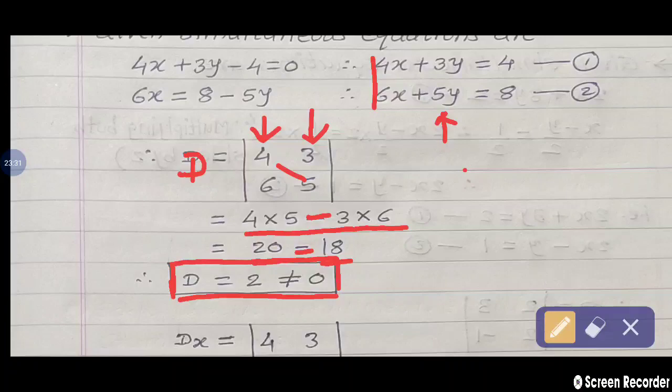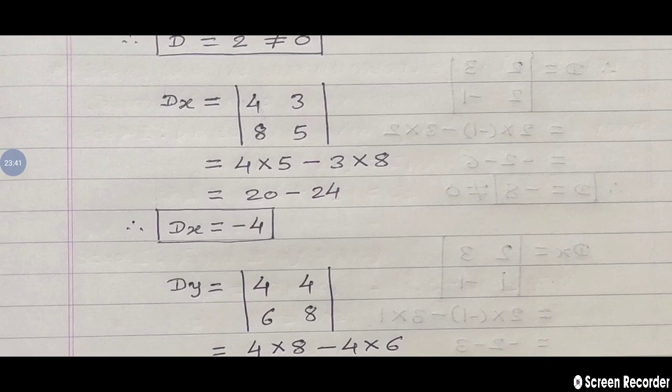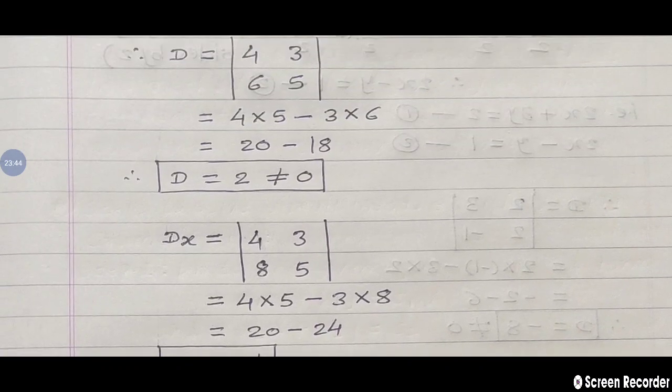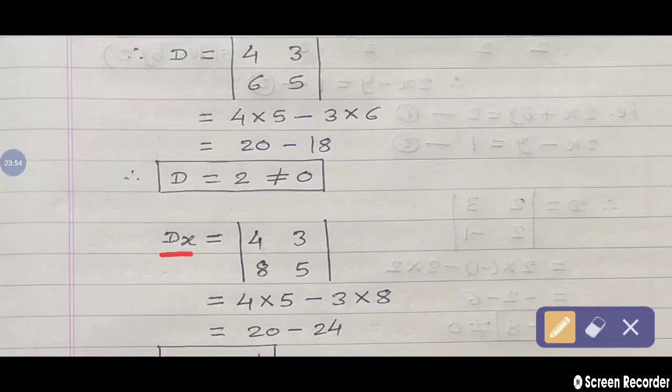Next, we find out the value of dx. So coefficients of x, that is 4 and 6, replaced by the numbers 4 and 8. Check that. So 4, 8, and the second column numbers remain as they are, that is 3 and 5. Find out the answer then. So dx is equal to 4, 8. These are the constant numbers, and coefficients of y remain as they are, because we find out the value of dx. So x coefficients replaced by constant terms.